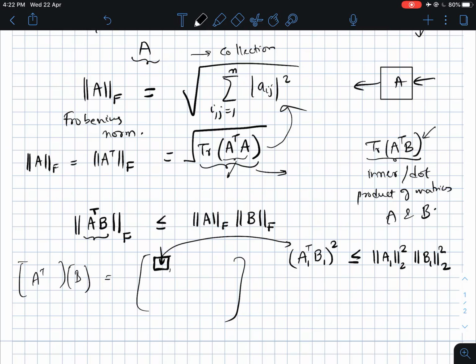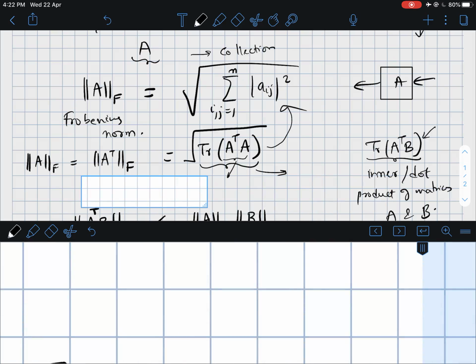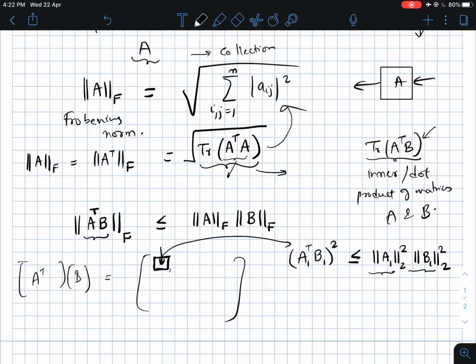Meaning that this entry, when you take its square, is going to be less than or equal to the product of the 2 norm of the first column of A and the 2 norm of the first column of B. And similarly, you can write this for all the entries, right? So the square of each of these entries is going to be less than or equal to some product like this. When you add them all up, what you get is the Frobenius norm of A transpose B whole square. By definition, that's less than or equal to a sum of a bunch of such terms.